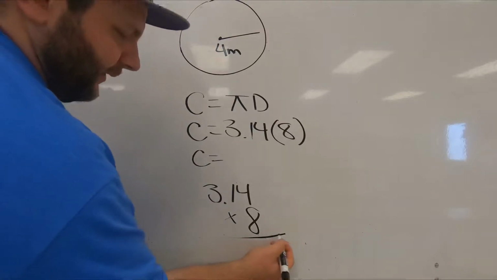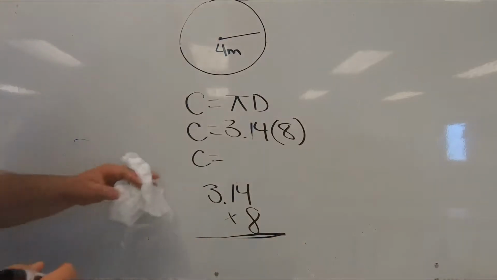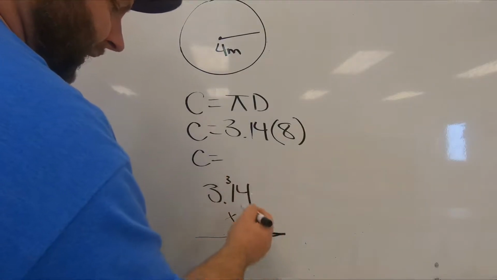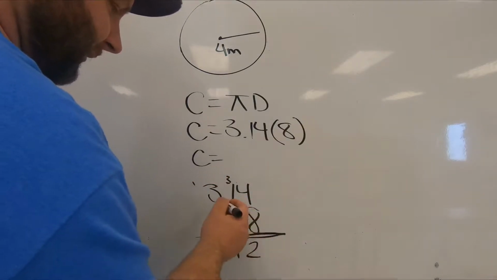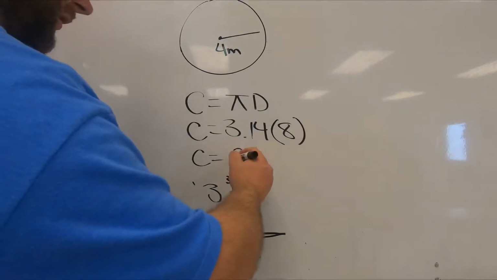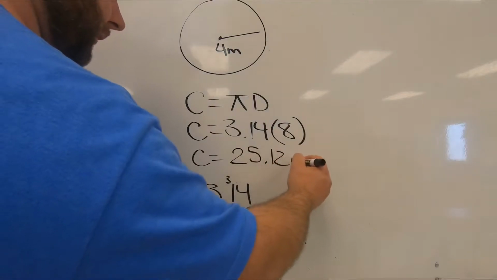Don't use calculators for these. They're very easy. So when you're doing your worksheets, please show me your multiplication. 8 times 4 is 32. 8 plus 3 is 11. And 8, 16, 24, and 25. And our decimal is 2 places. It's right there in the middle, 25.12 meters.